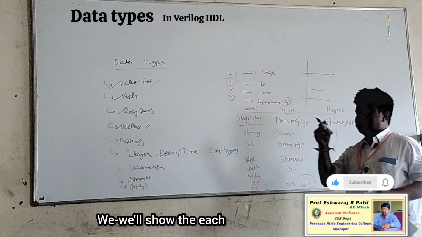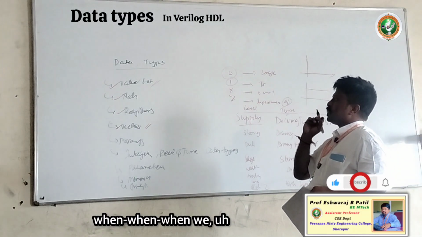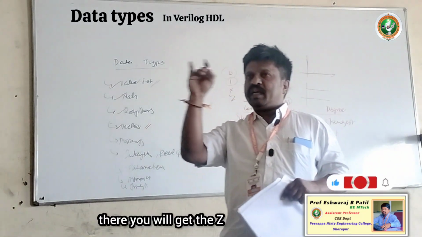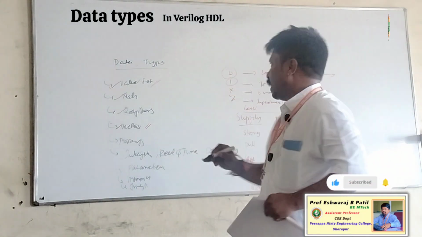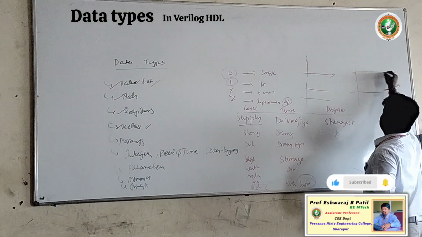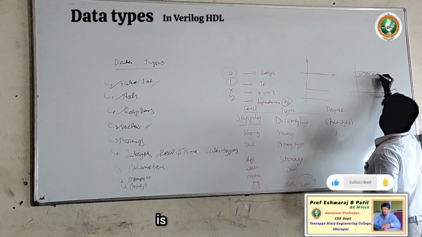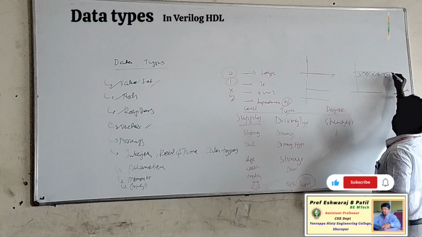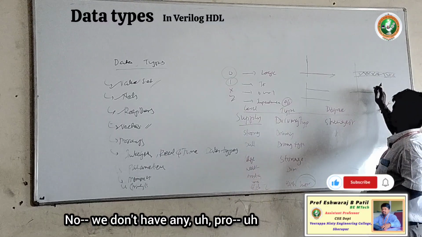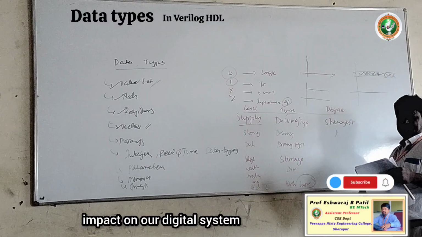We will show each and everything when we start the simulation of the waveform, where Z will be written. Z is written like this. Here Z is written, which means this is the impedance one which has the weakest energy. We don't have any impact on our digital system.